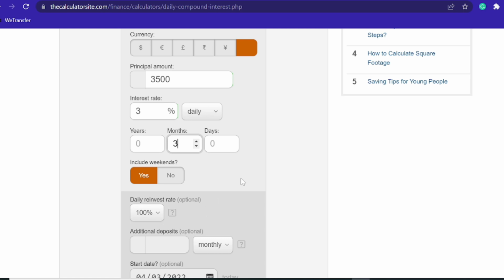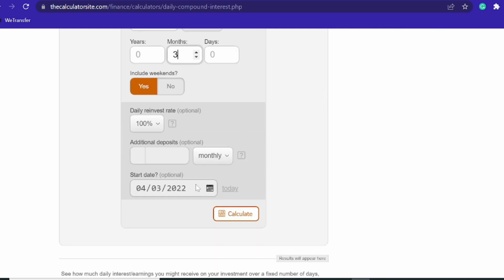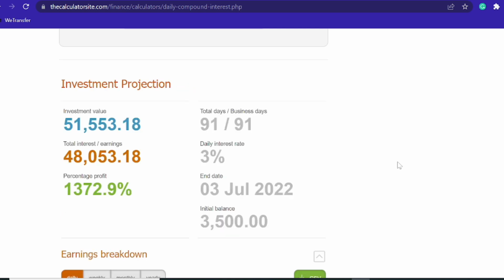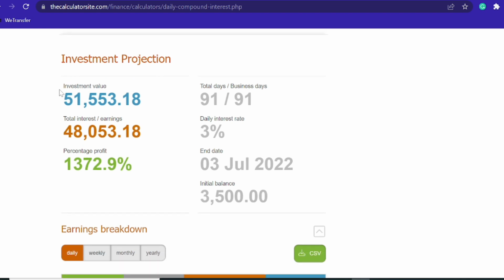All right, so we have this, and then we look at the date. This is the start date, and then we want to click on calculate so we can see what it is going to give to us within 3 months. All right, so we click on calculate and we wait for it to calculate and show us. Wow, this is amazing. Can you see the investment projection here? Okay, look at the investment projection here.